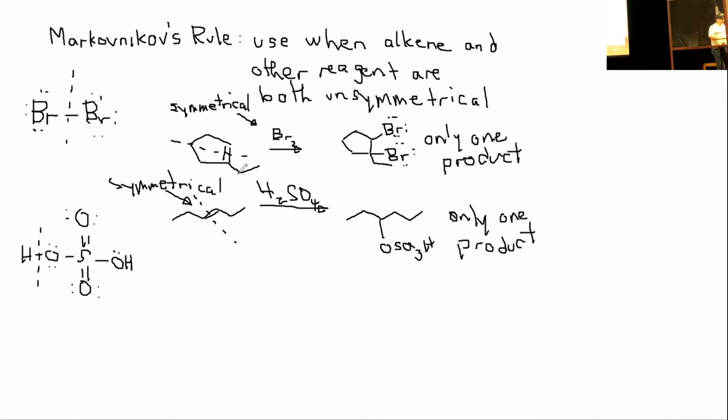So my point here is, even though the alkene is symmetrical, how can you tell on the Lewis structure? You can't tell just by looking at the Lewis structure. You have to know what the molecule's doing.